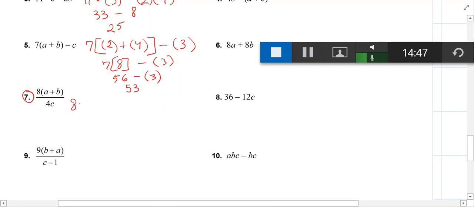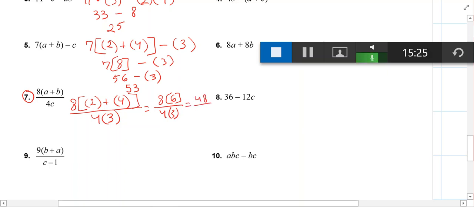Okay, so it looks like this, 8, change those to a bracket, parentheses for the A, plus parentheses for the B, in bracket, over, 4, parentheses for the C. A is 2, B is 4, and C is 3. Make sure that you have all the right things in the right spots. I'm going to work to the right. 2 plus 4 is 6. This is 4 times 3 still. And on the top, 8 times 6 is 48. The bottom is 12. And 48 divided by 12 is 4.